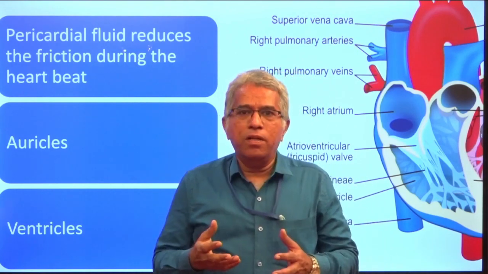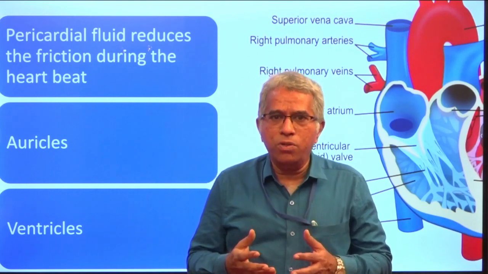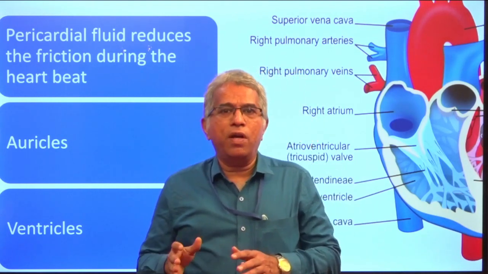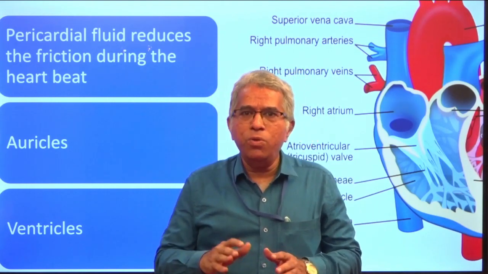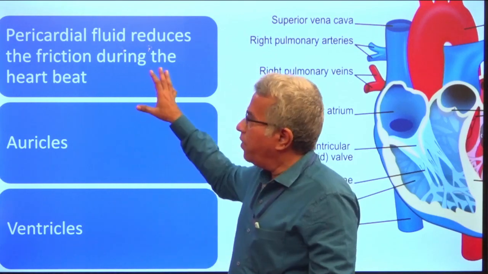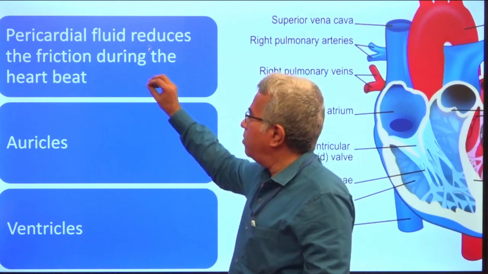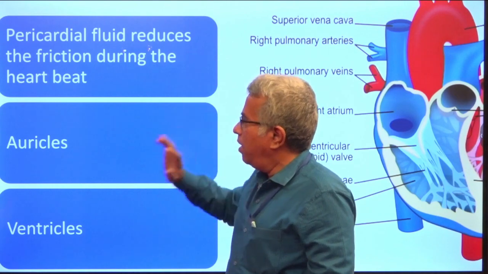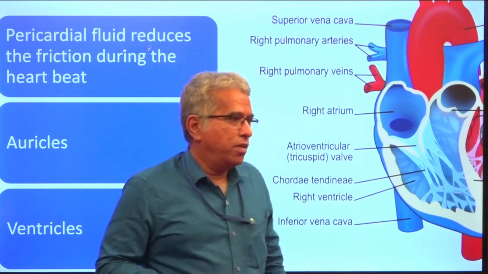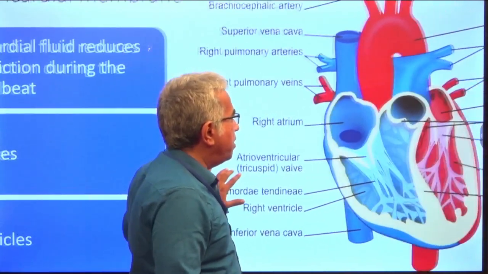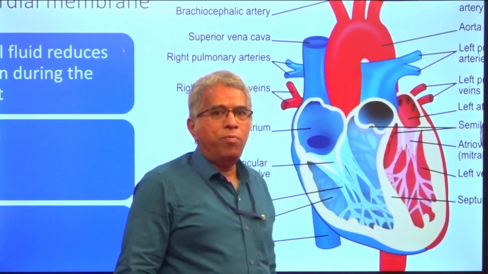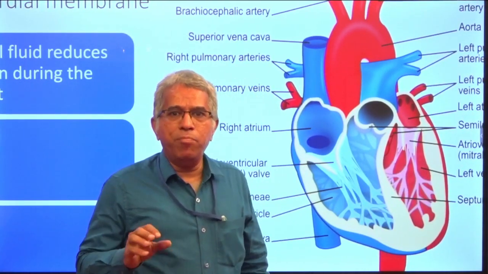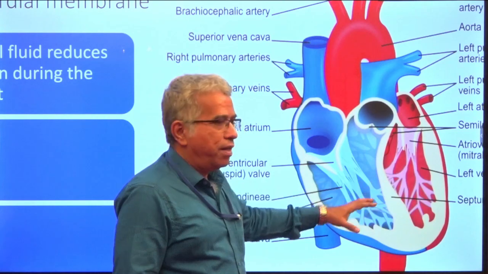And you know that heart never undergoes fatigue because it is made up of cardiac muscles. Cardiac muscles are immune to fatigue. So this friction during that heartbeat will be reduced by the pericardial fluid. And coming to the structure of heart, the heart contains chambers. Human heart is a four-chambered heart. It is conical in nature.